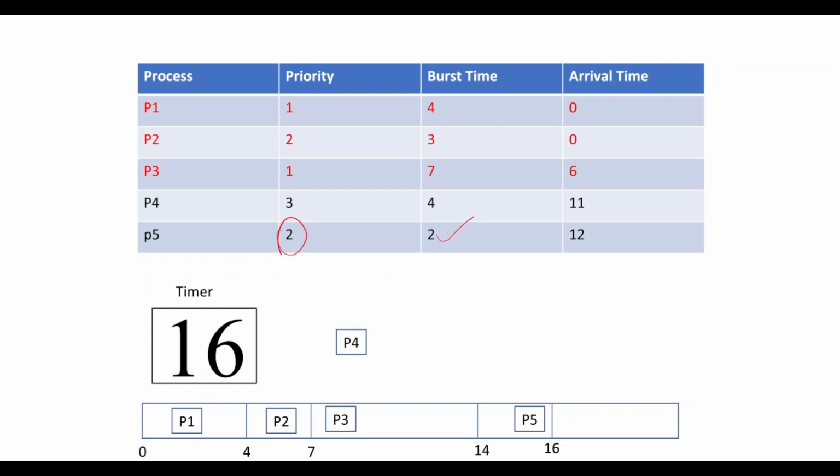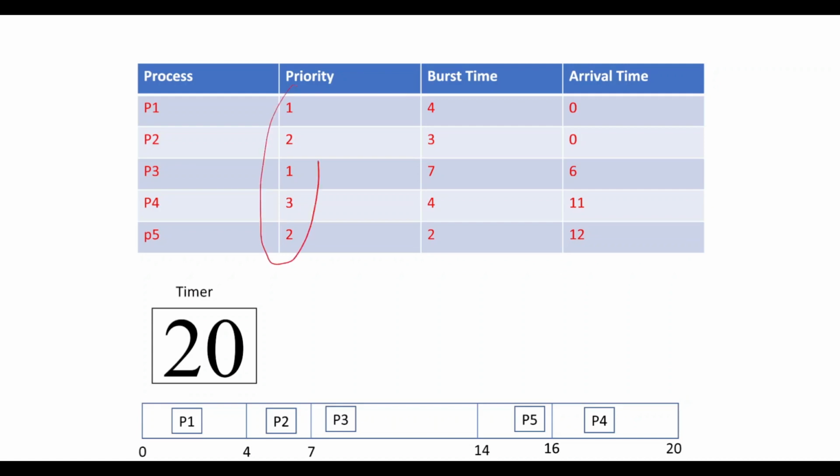So for 2 seconds it will execute, and the only process left is P4. So P4 will start its execution, which requires 4 seconds. For 4 seconds, it will execute. So this is how the non-preemptive priority scheduling algorithm works.